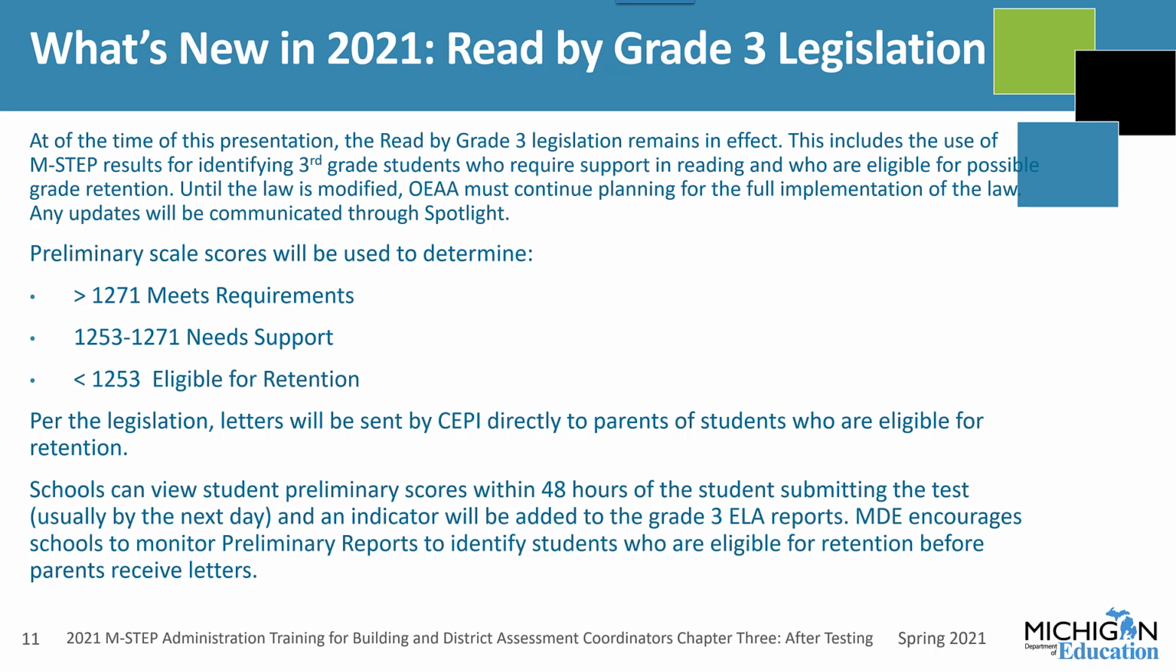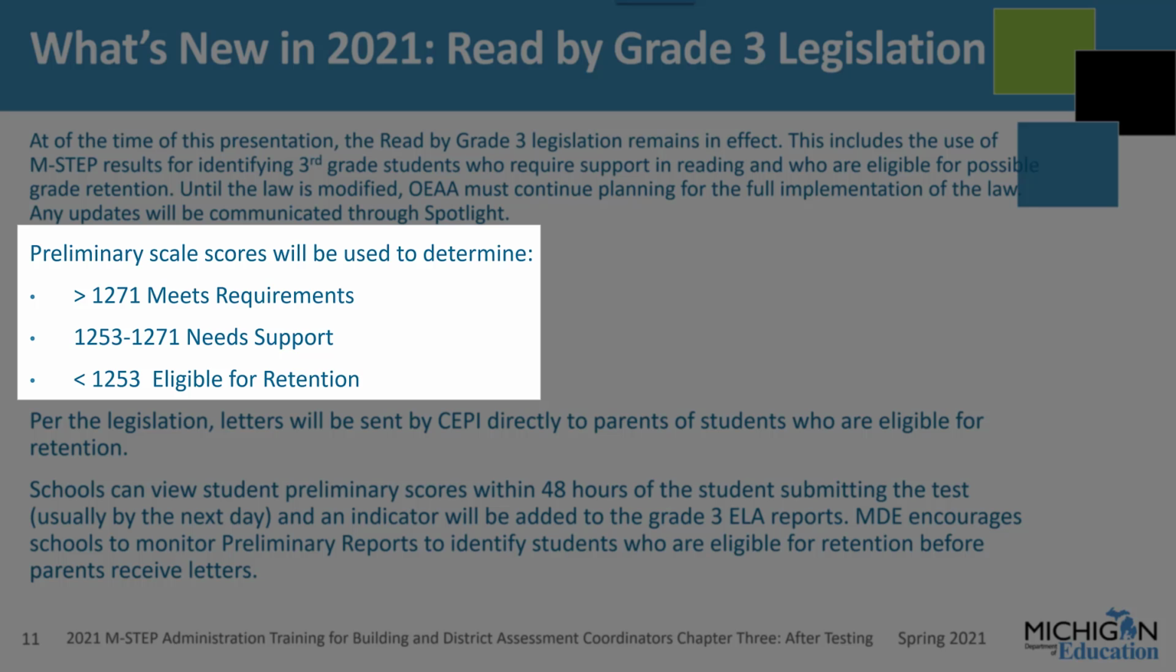Preliminary scale scores will be used to determine the Read by Grade 3 indicator, which will be visible on the Grade 3 ELA preliminary reports. Preliminary scale scores include all of the machine scoreable items on the test, which for Grade 3 ELA means all of the items except the passage-based writing prompt. So, to determine students who meet requirements, need support, or are eligible for retention, MDE will use preliminary scale scores.